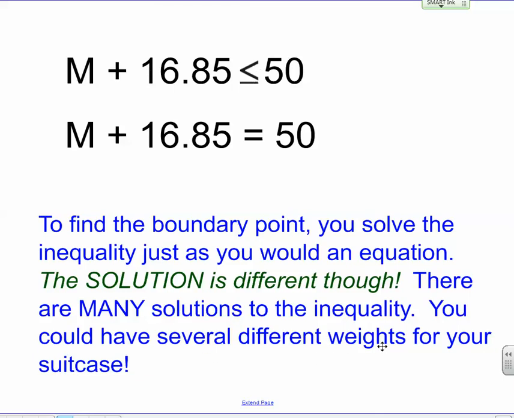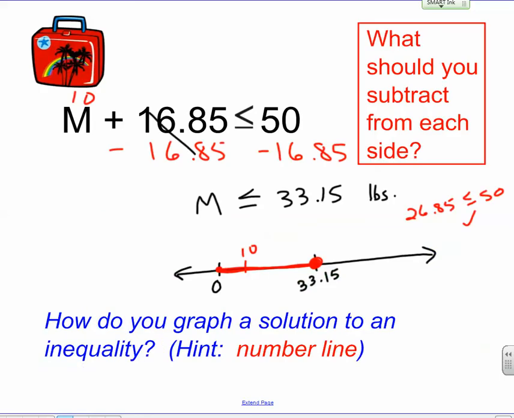Just as I said, in real life, you could have several weights for your suitcase. It just can't be more than 33.15 pounds. So the way you solve this is the same way you solve an inequality. We subtract this from both sides, and we have the weight of all of Graciella's things must be less than or equal to this number of pounds. When we graph that, because it can equal 33.15 pounds, we need a solid circle there. And we shade to the left to 0 because it can't go on forever. We can't have a negative weight of her clothes and shoes.